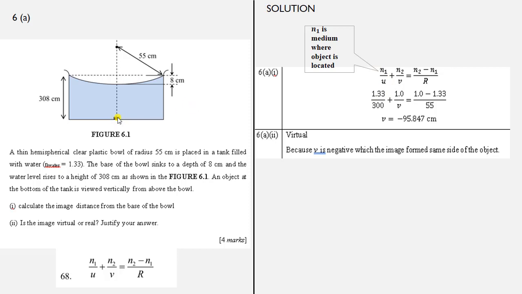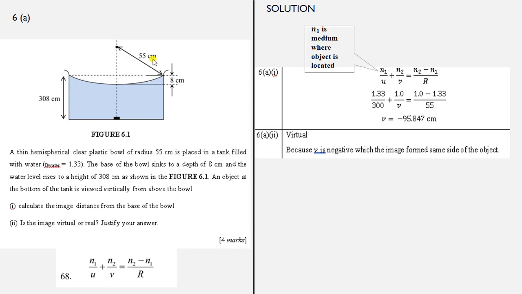Then how far is the object from this spherical surface? So the object distance will be 308 minus 8 centimeters, so the object distance will be 300 centimeters. So the other medium will be air, n2, the refractive index is 1. So we put in the radius as well. The radius is 55 centimeters.